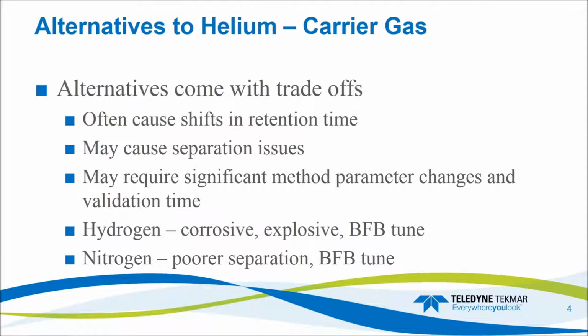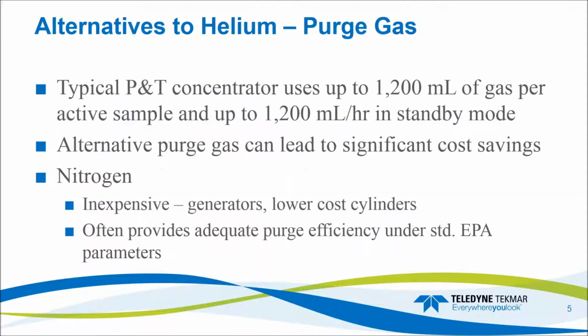We're also going to see some BFB tuning issues because the BFB tune criteria was written around helium as the carrier gas. Additionally, with nitrogen, we're going to see some of these same issues. Nitrogen is going to generally give us poorer separation of compounds on the same columns that we would typically use with helium. So all other things considered the same, we're going to see generally poorer separation. And then again, we're going to have some BFB tune issues because those criteria were written around helium. So if changing our carrier gas is going to have these types of barriers, what's our other option?